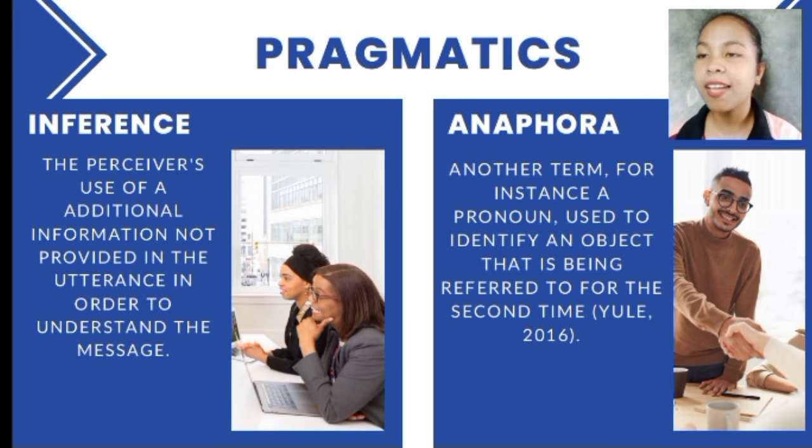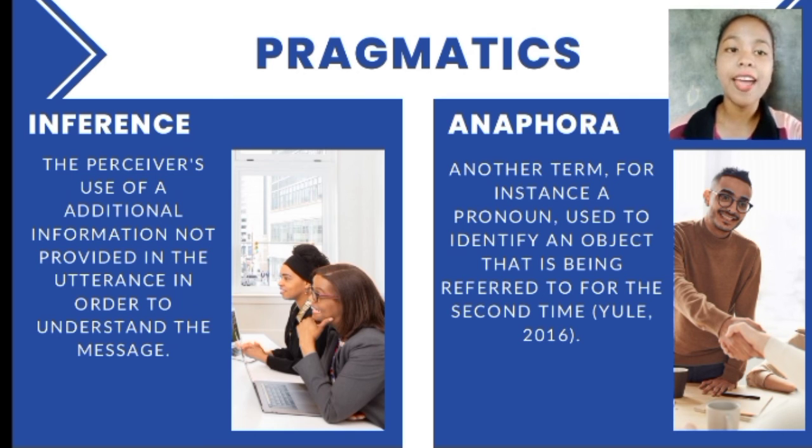The fifth type of pragmatics is inference. The perceiver's use of additional information not provided in the utterance in order to understand the message. The inference is used to add additional information for the hearer and connect what is said and what must be meant by the person saying it. For example, can I look at your Chomsky? I enjoy listening to Mozart. What is said is, can I look at your Chomsky? And what is meant is, I enjoy listening to Mozart.